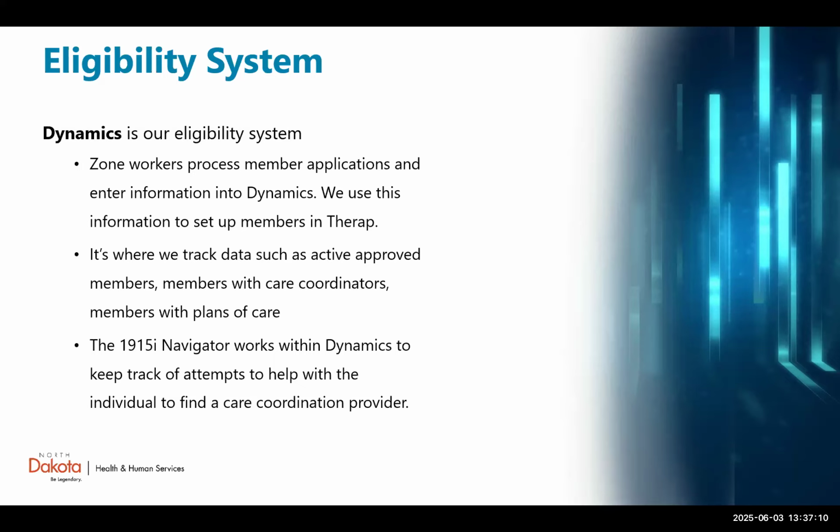The 1915(i) navigator also works within Dynamics to keep track of and help individuals find care coordination. We have an active list in there of the members that have been connected with care coordinators and that have not, and those that haven't after so many days, our navigator reaches out and starts working with them to try and get them connected to services or service provider, I should say.